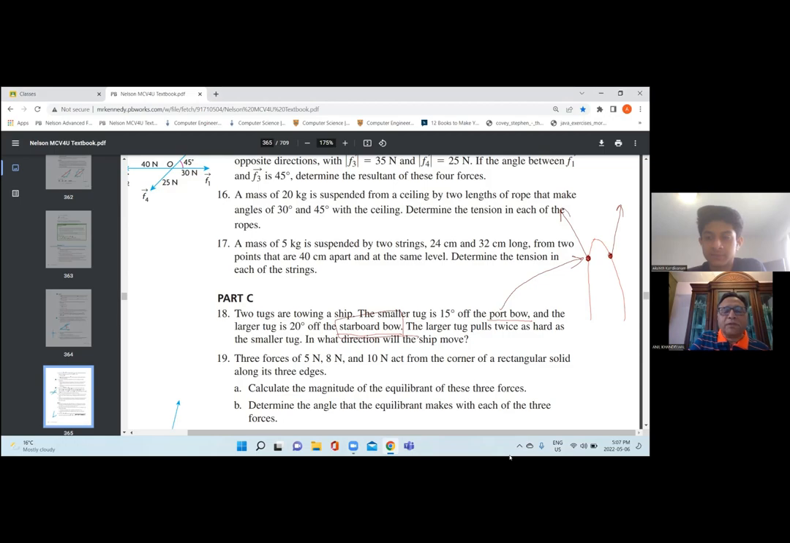Now let's look into the question. It says the smaller tug is 15 degrees off the port bow. In navigation, we normally use directions from north. So 15 degrees is this angle which they are talking about. You get the idea? Yes, sir. And from the other, it is 20 degrees, so from the north, this angle is 20 degrees. Then they have also said that the larger tug pulls twice as hard as the smaller. So if this force is F, then the other force is 2F. You get the idea? Yes, sir. Now, in what direction will the ship move?